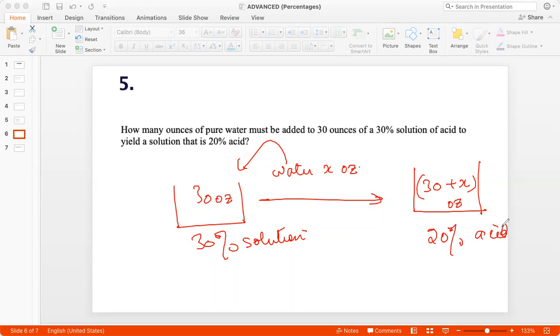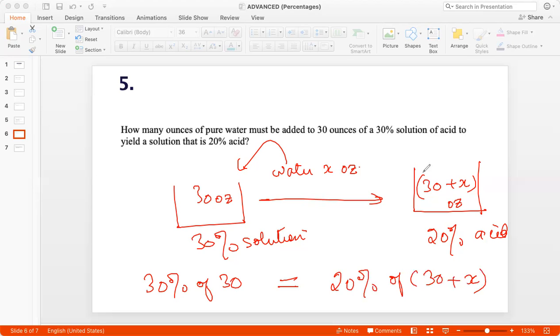So the idea that I can use is that the amount of acid in both the solutions, before and after adding water, has not changed, right? Because it's only water that was added. So how much acid is here? The amount of acid is 30% of 30 ounces, right? And that should be equal to 20% of 30 plus X, right? Because in this 30 plus X, 20% needs to be acid. So these two have to be equal.